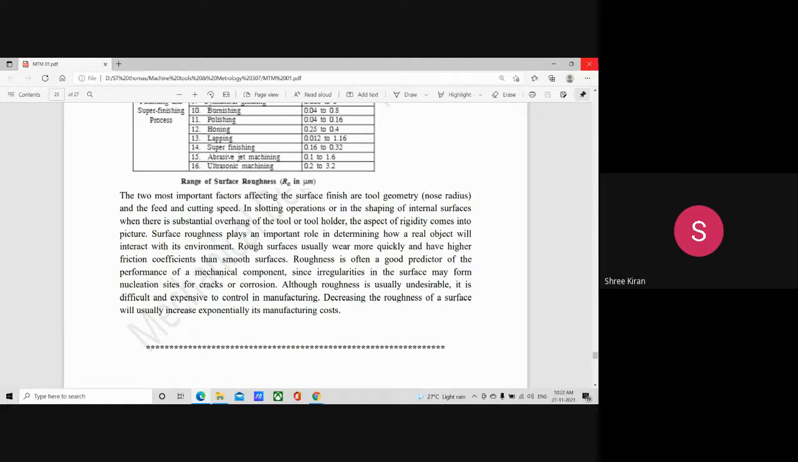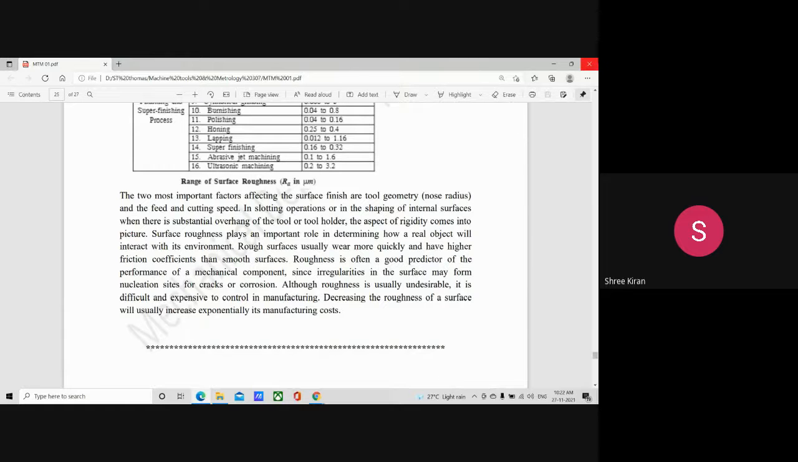Surface roughness always plays an important role in determining how a real object will interact with the environment. Rough surfaces usually wear more quickly and have higher frictional coefficients than smooth surfaces. That is what happens in the case of rough surfaces.